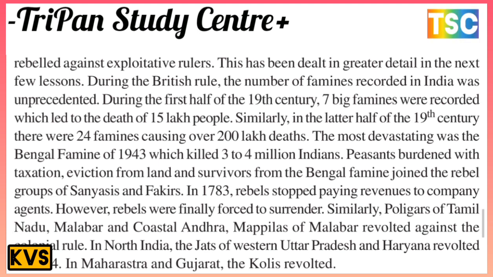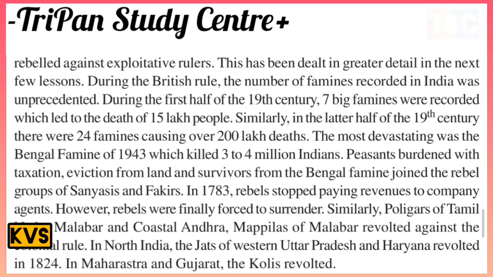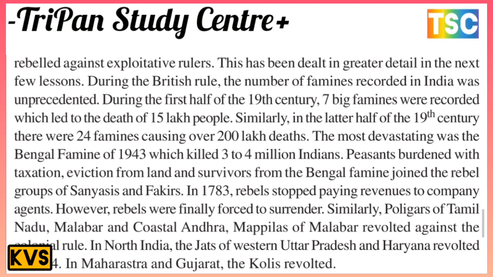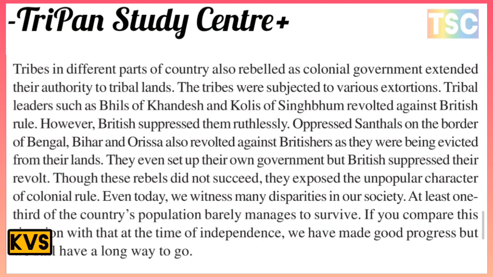Similarly, the Polygars of Tamil Nadu, Malabar and coastal Andhra, and the Mappilas of Malabar revolted against colonial rule. In North India, the Jats of western Uttar Pradesh and Haryana revolted in 1824. In Maharashtra and Gujarat, the Kolis revolted. Tribes in different parts of the country also rebelled as the colonial government extended its authority to tribal lands.